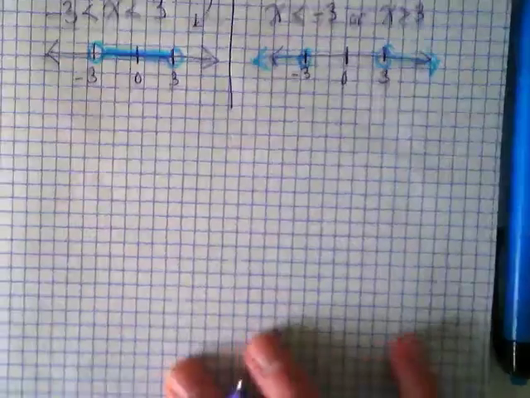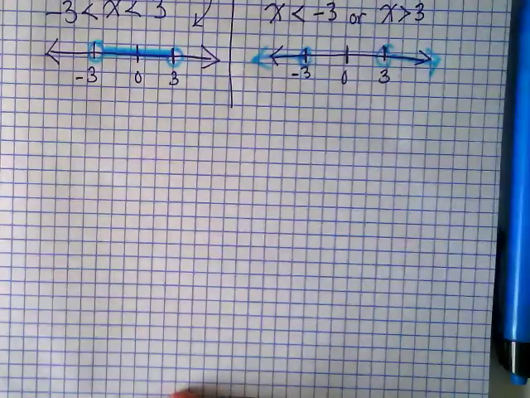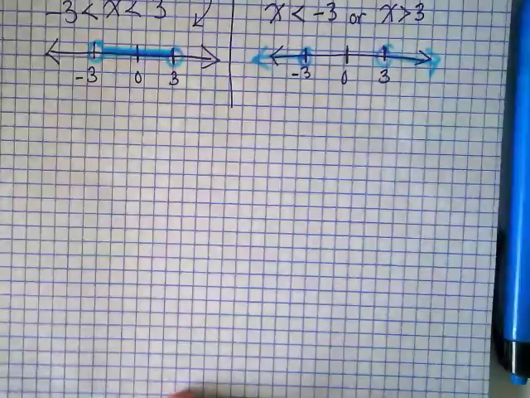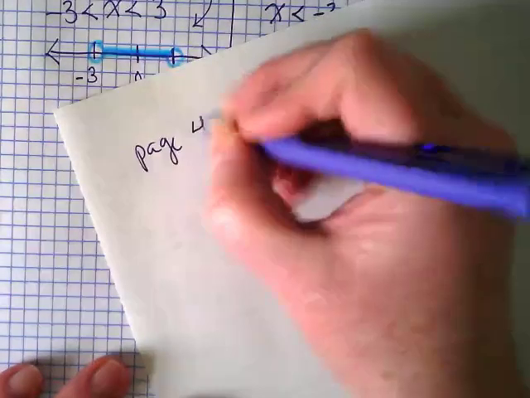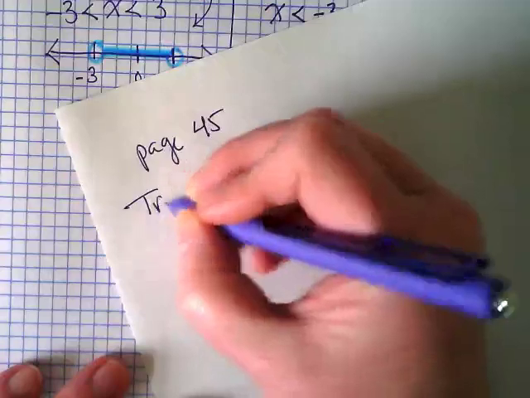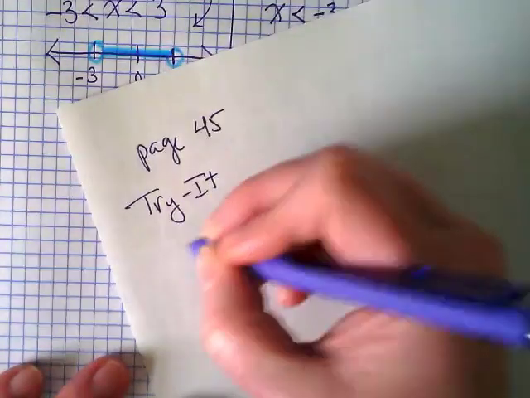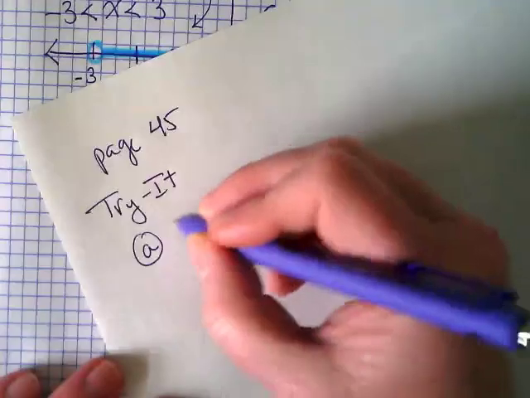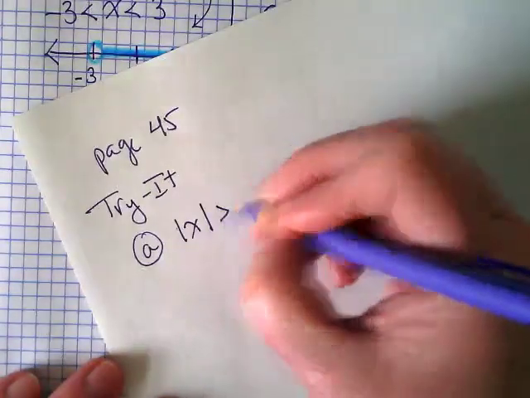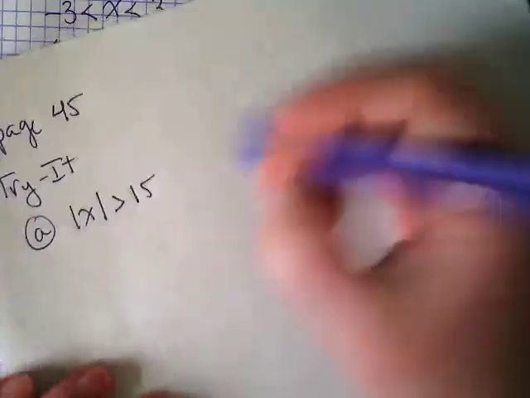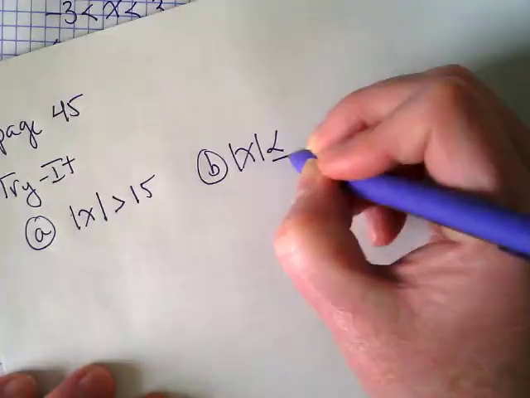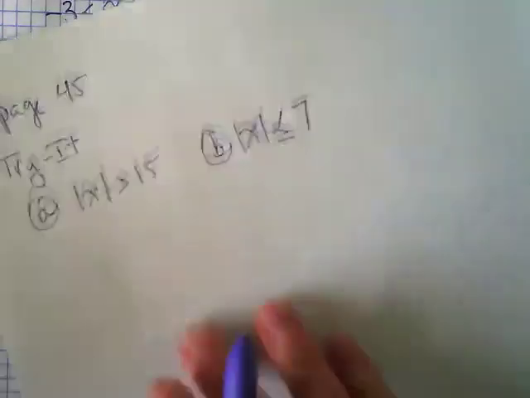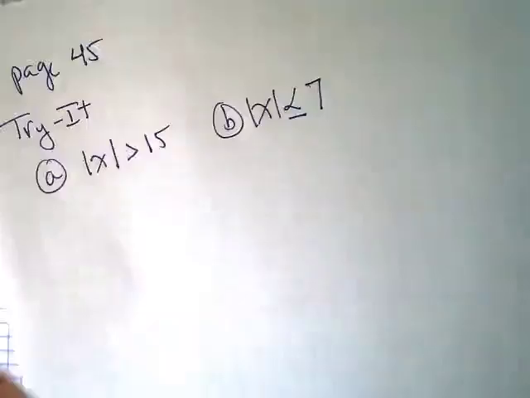Or not. Okay. So, I am going to have you guys do a little practice with this tonight. We are going to start on page 45. There is a try it at the very bottom of the page, and I'd like you to do A and B. And I'm going to just write them here for you right now. The absolute value of x is greater than 15. And the absolute value of x is less than or equal to 7. But that's not all.